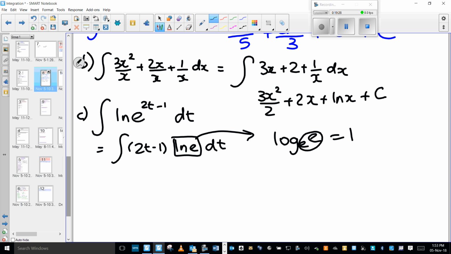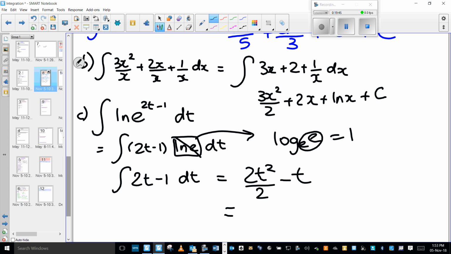So actually this is now off scheme. So we're just integrating 2t minus 1. And that's a nice easy integration. That's going to be 2t squared over 2 minus t. Obviously my 2's cancel out, so I've got t squared minus t plus c.